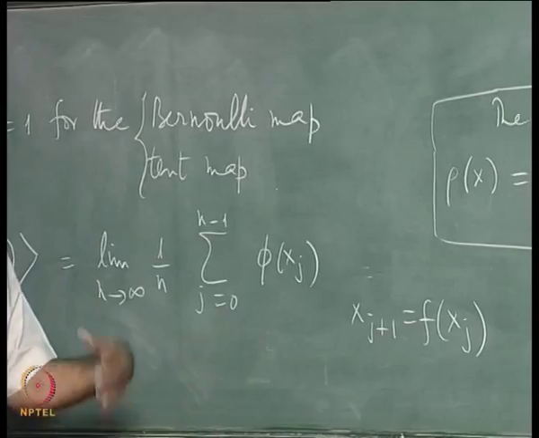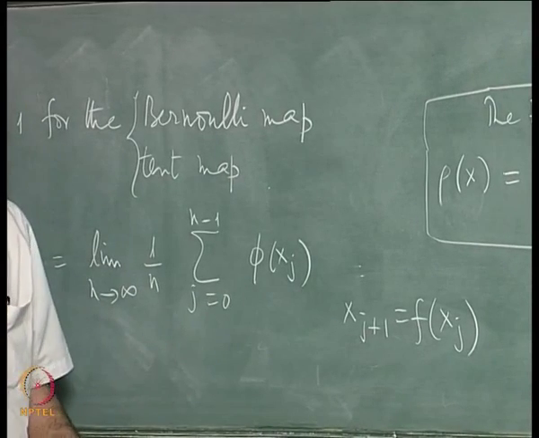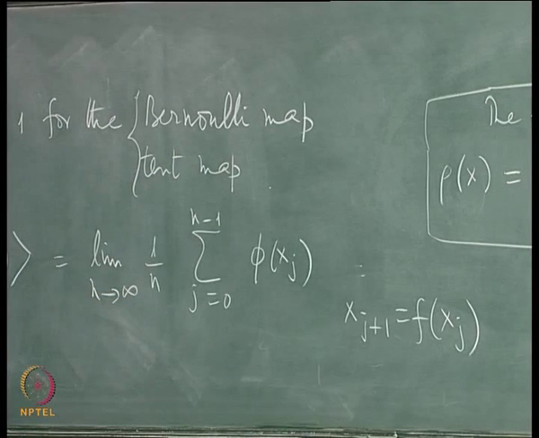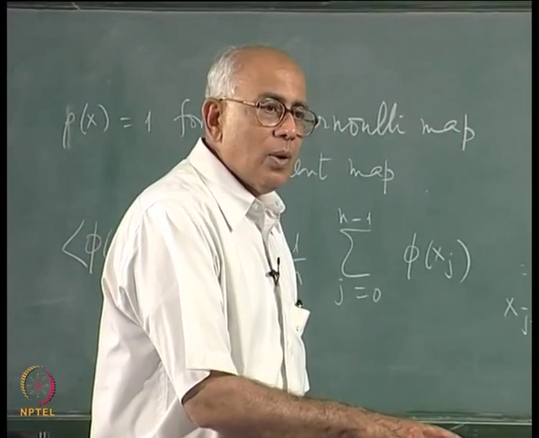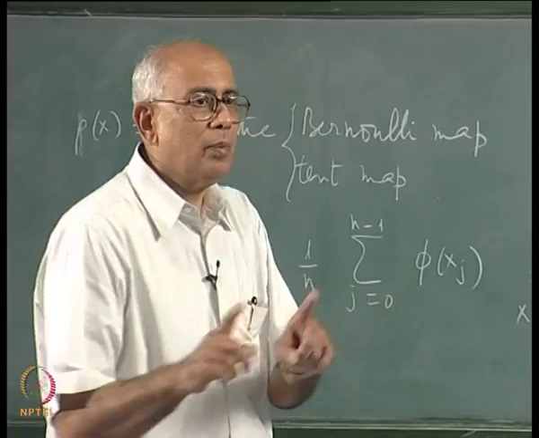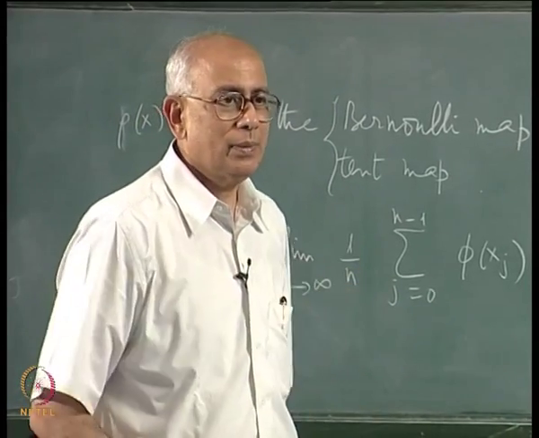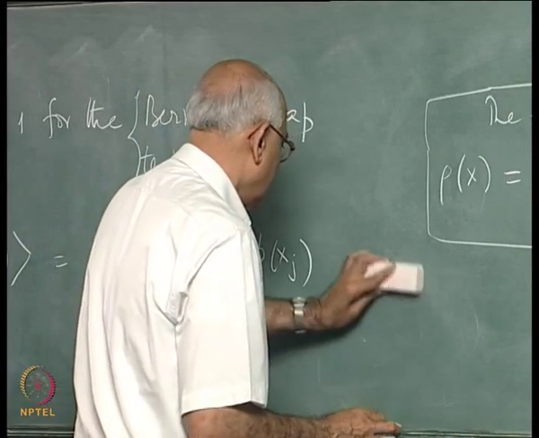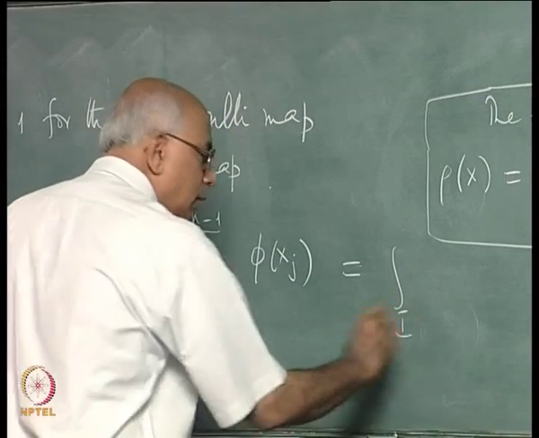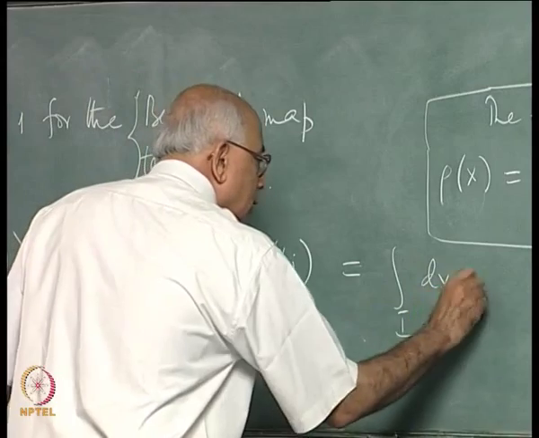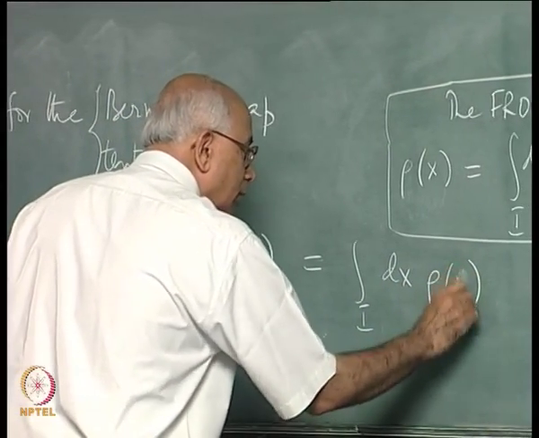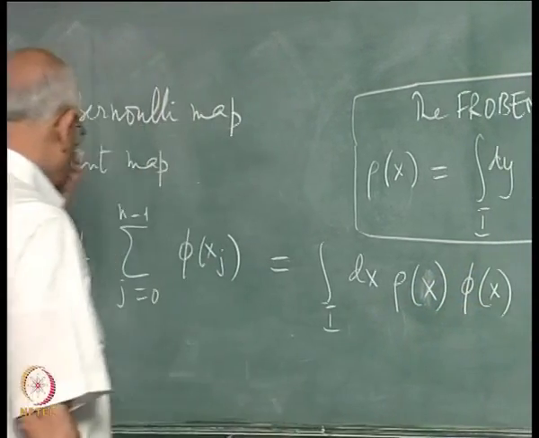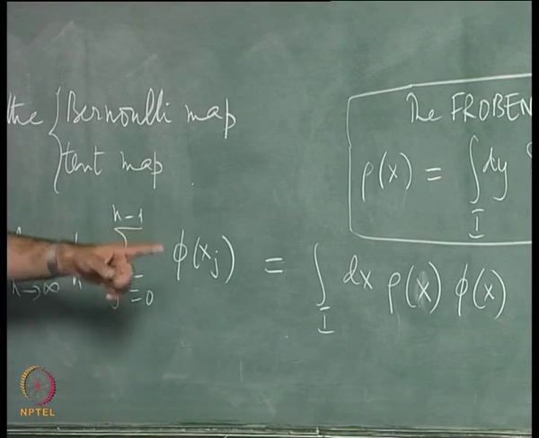I iterate, each time I get a new value of the argument, and I put that in here and sum over this, take the arithmetic average, and I have got a time average. But if the system is ergodic on some interval, I can replace this by an ensemble average weighted with the invariant measure. Therefore, this can also be written as an integral over the interval dx rho of x, where this is the invariant density, times phi of x itself. If I know rho of x, this is just an integral.